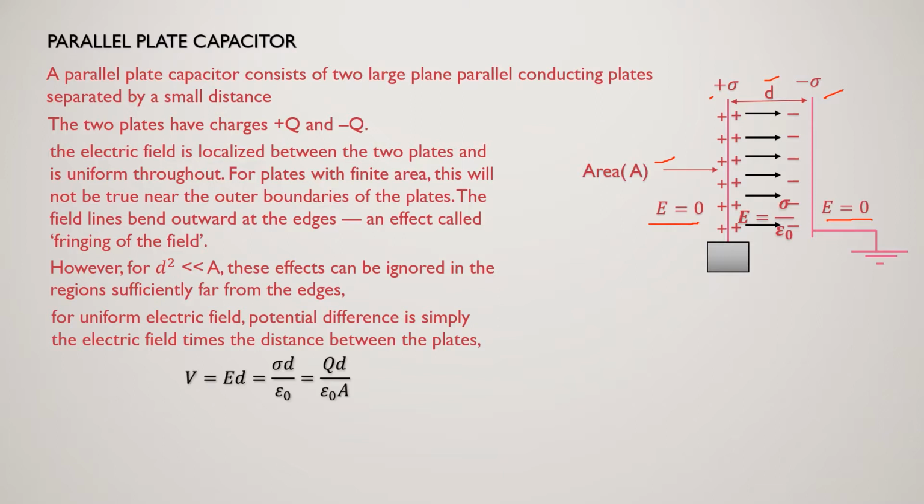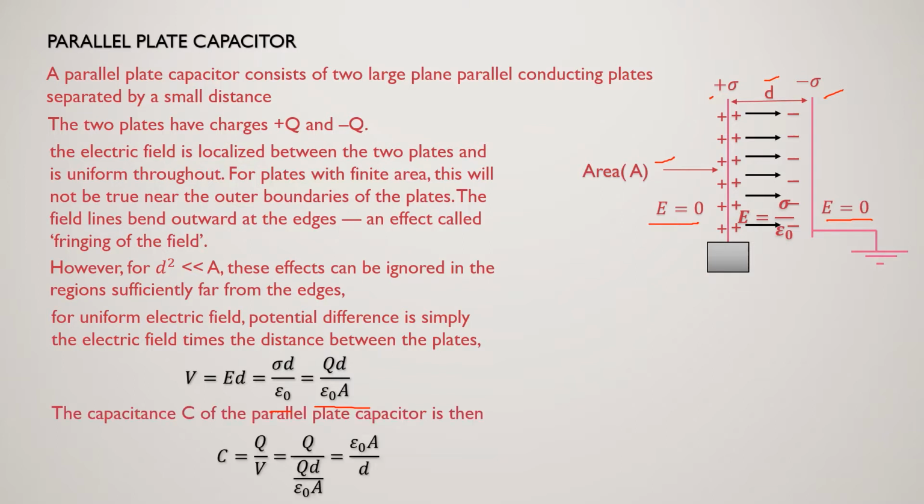So the potential difference will be equal to E into D, and the electric field is sigma upon epsilon naught. Sigma is q upon A. So this is the value of V. The capacitance of parallel plate capacitor C is equal to q upon V, where V is equal to qd upon epsilon naught A. So C will come out to be epsilon naught A upon D. So this is the capacitance of a parallel plate capacitor.